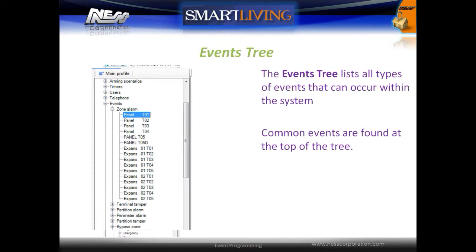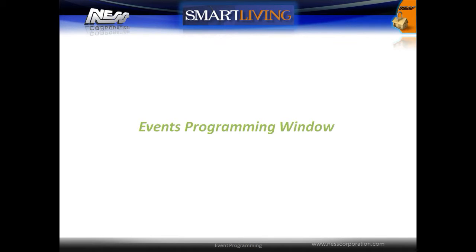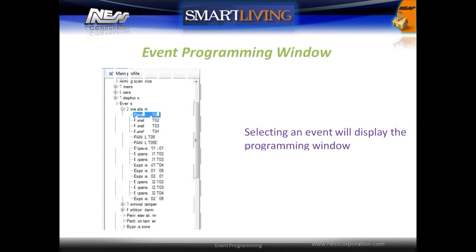The events tree lists all types of events that can occur within the system. Common events are found at the top of the tree. Open an event tree to select the individual events to program. Selecting an event will display the programming window.